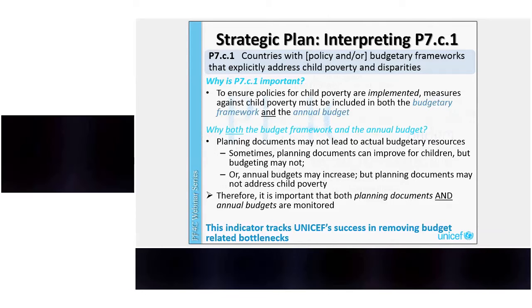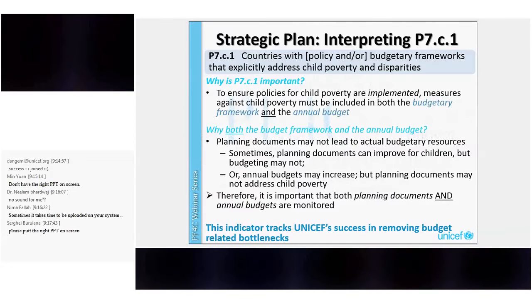Right, so we're going to start with 7C1 while I have your attention, because this is where you have to actually do the work. So why on earth is this important? Now, for many people, in particular non-budget people, and I'm a budget person, budgets seem quite esoteric and not so important. But in order for the UNICEF mission and the milestones to be achieved, you really need the policies to be implemented. But for policies to be implemented, you need these measures included in both the budget framework and the annual budget. So we're talking about 2 distinct things here, the budget framework and the annual budget.